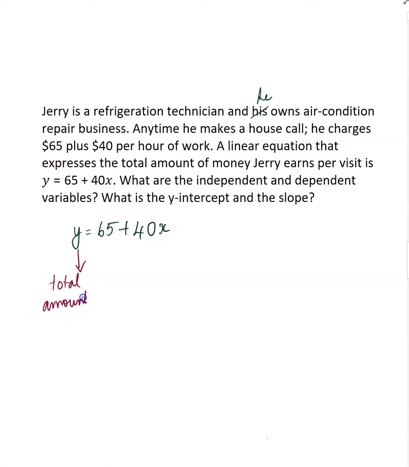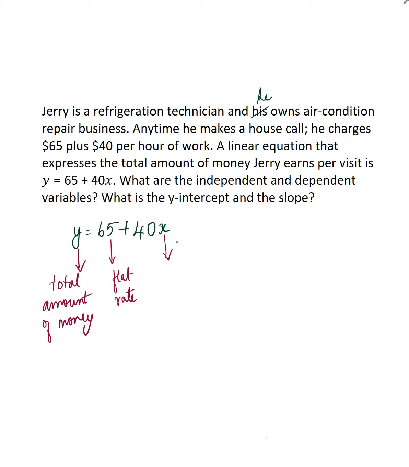gives you the total amount of money that Jerry makes in a house call. Okay. So how is this money calculated? 65 is the flat rate. 40 times x. So we kind of mentally ran this through, right? 40 times x. So x, what does x represent then? X should be the number of hours or the amount of time that he spends in that house, right?